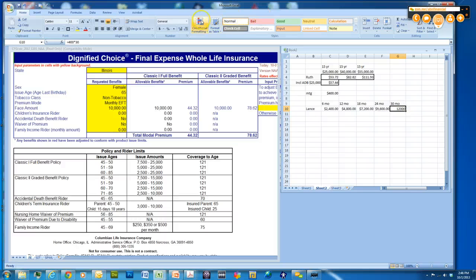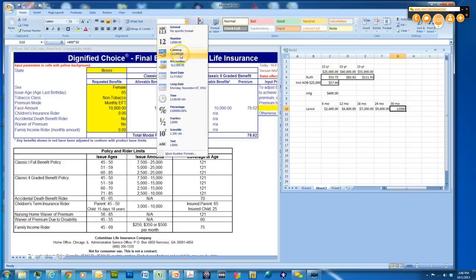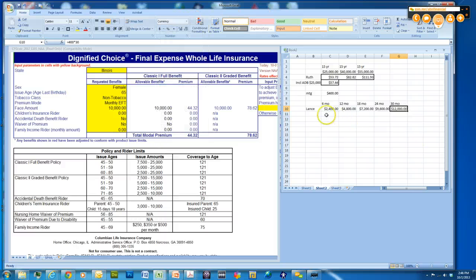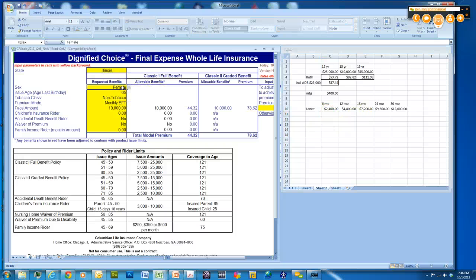Okay. All right. So I'm going to figure out the rates for 2,400 for him. This is in Ohio. I chose the FE for final expense. This is a dignified choice. Now since it's graded, I'm going to look at the graded benefit over here, not the full benefit. The full benefit's here.